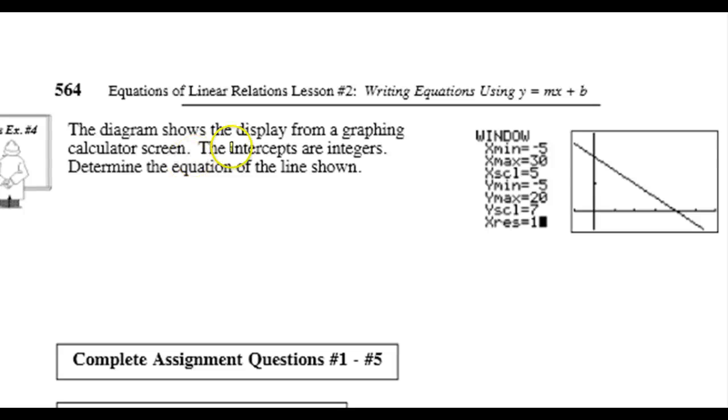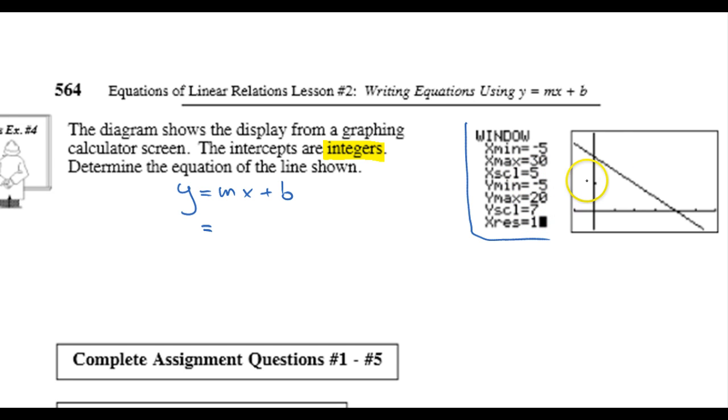The diagram on the screen shows the display from a graphing calculator. The intercepts are integers. That's important. Determine the equation of the line shown. All right, so always start with your slope-intercept form, y equals mx plus b. The slope is going to be, be careful here because of the scale. So you gotta really remember how to read your window setting over here: the x scale is 7 and the y scale is 5.